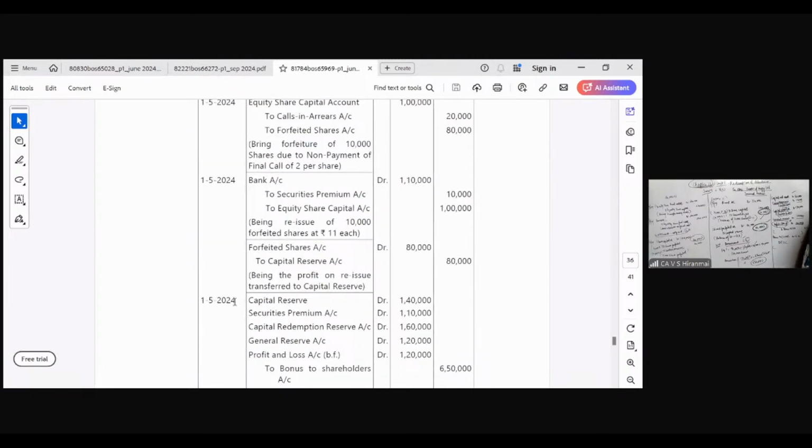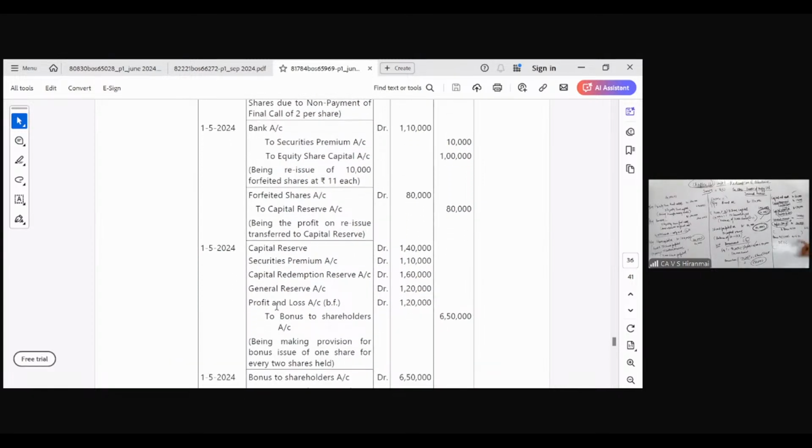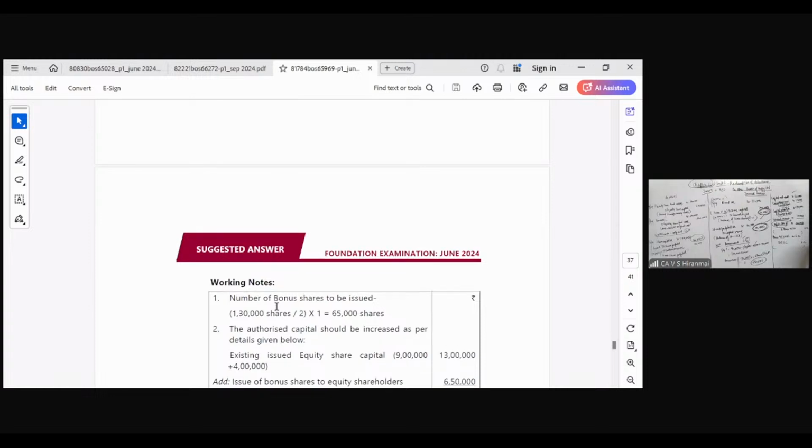Forfeiture is also happening, and on the same day you're issuing the bonus also. So for the bonus, like what we have done: capital reserve is taken at 1,40,000, correct? We have also taken the securities premium 1,10,000, correct? We have taken the capital redemption reserve 1,60,000, correct? General reserve 1,20,000. Balance is 1,20,000. Good. And then we have shown this particular 65,000.